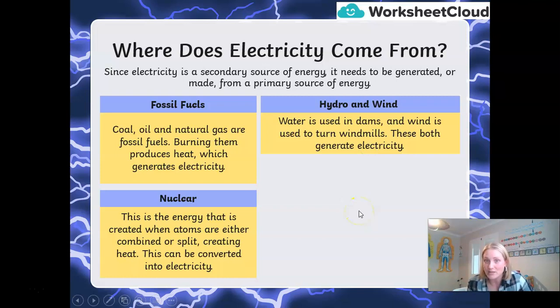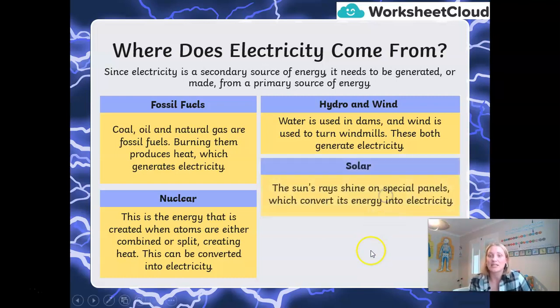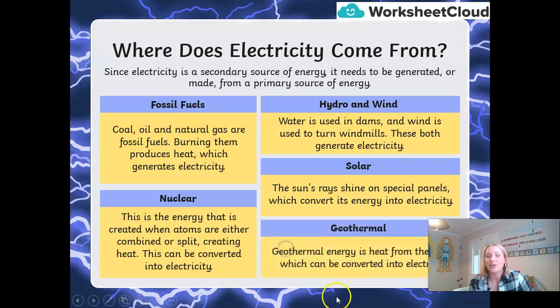Hydro and wind: water in dams or wind turning windmills at wind farms can both generate electricity. Solar: remember, the sun shines on special panels and those convert energy into electricity. Or geothermal. Hopefully you remember we analysed this word the other day: geo from geography meaning earth, and thermal meaning heat. So geothermal is heat from the earth which can then be converted into electricity.